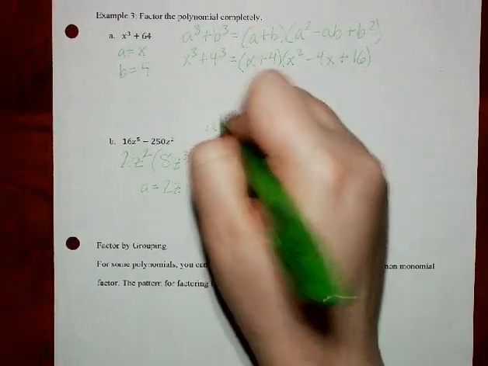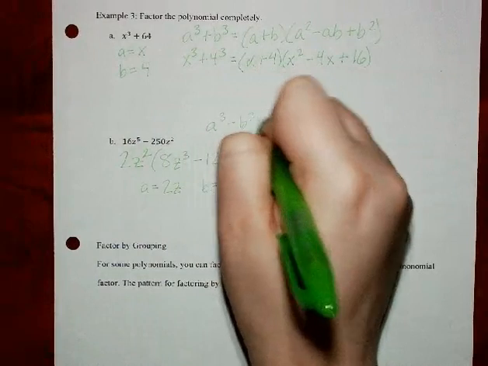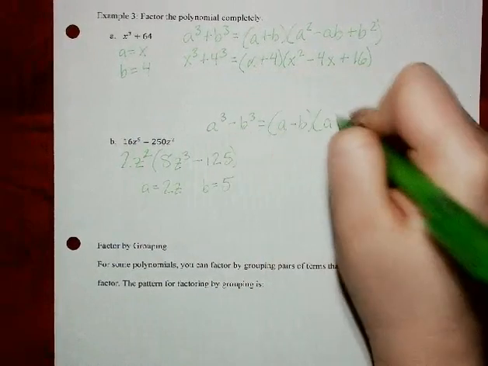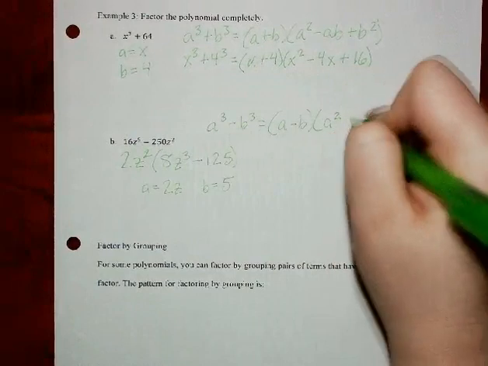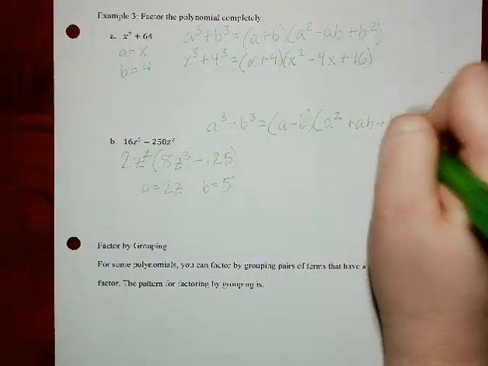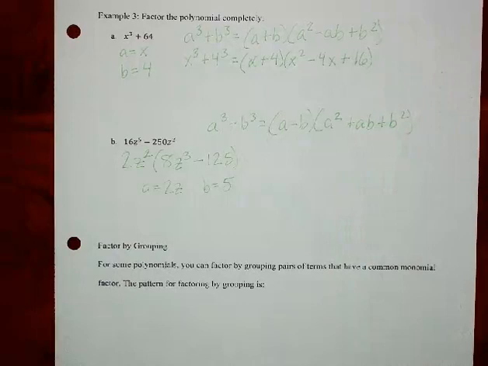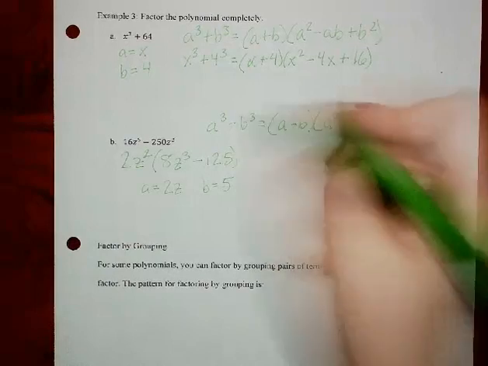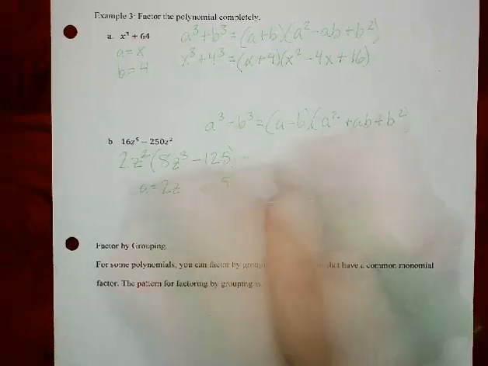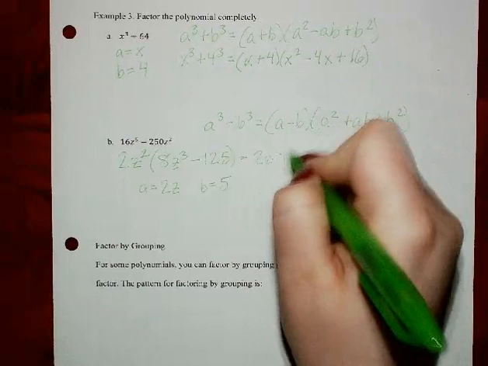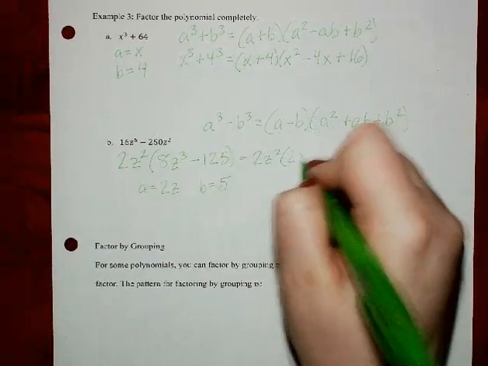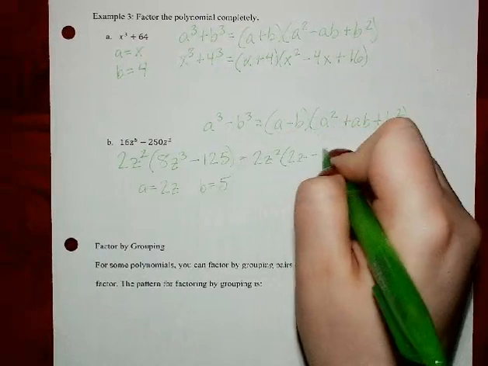So a to the third minus b to the third equals a minus b times a squared plus ab plus b squared is our formula. So now we just plug in. We keep our 2z squared out in front, and then we plug in our a, which is 2z, minus our b, which is 5.